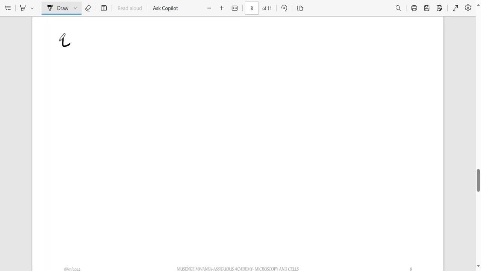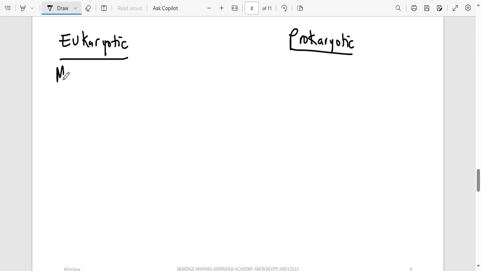So you have got eukaryotic cells, and then you have got prokaryotic cells. What is important is for you to understand the difference between these two types of cells. One thing is that eukaryotic cells have got membrane bound organelles. Anyone, what is an organelle?